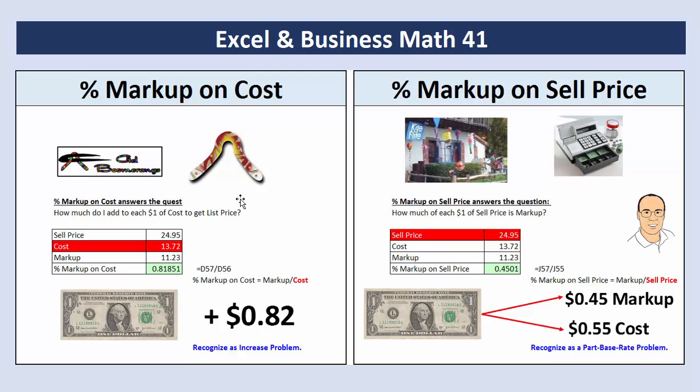Manufacturers like Gel Boomerangs, manufacturing boomerangs, like to talk about markup on cost. How many pennies do we have to add to every $1 of the cost to get to the list price? Whereas percentage markup on sell price, that's a retail store. They're interested in, for every $1 that comes into the cash register, how many pennies went to markup. That's what covers costs and profits, and how many pennies went to cost.